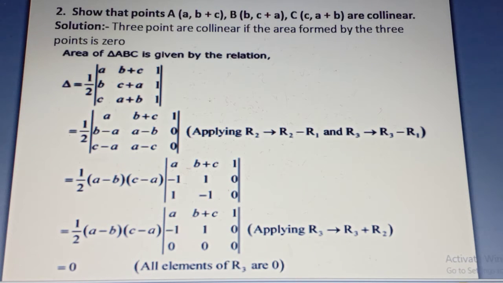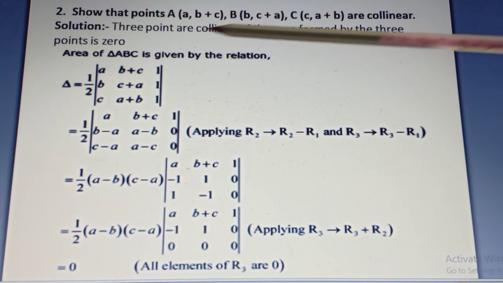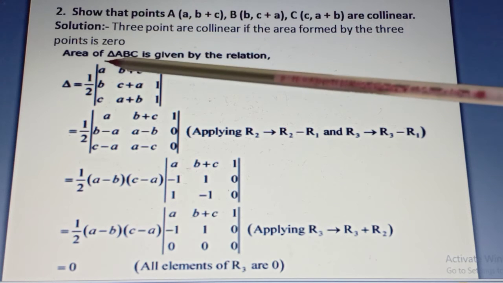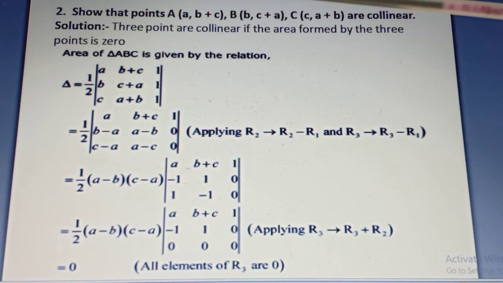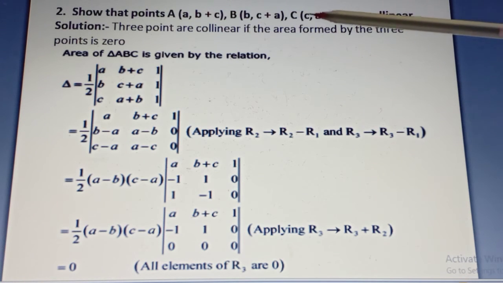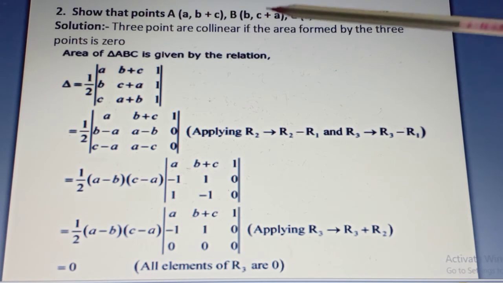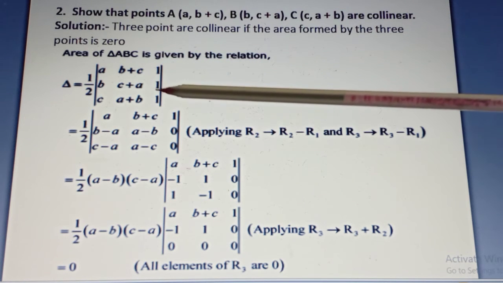So students, let us start finding the area of the triangle using determinant from these 3 points. How to find it? First you have to write x1, x2, x3. So the first column is x1, x2, x3, right? And then y1 is b plus c, y2 is c plus a, and y3 is a plus b. The last column is 1, 1, and 1.